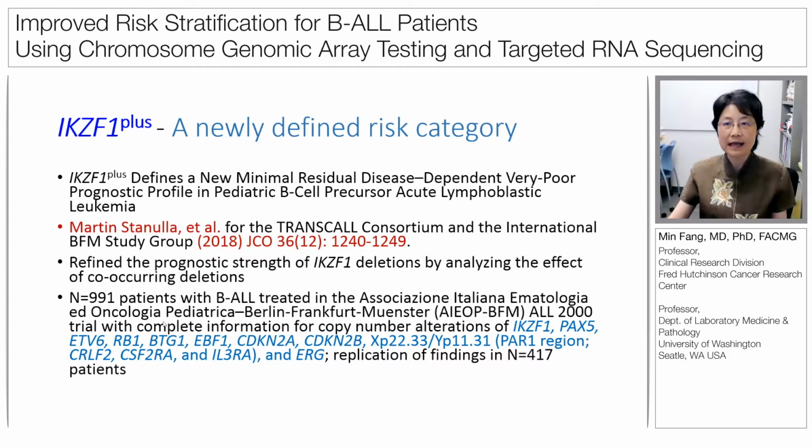So what they did is they took almost 1,000 pediatric patients from a prospective cohort of the European groups from Italy and Germany. Then they looked at copy number aberrations of all these genes here. And then they saw the prognostic significance of this category. And then they replicated their findings in an additional 417 patients from the same cohort.